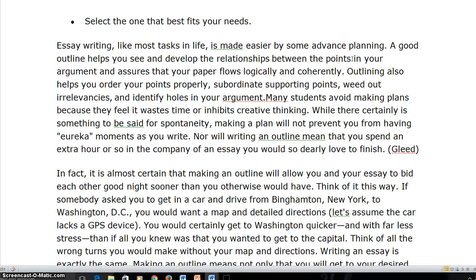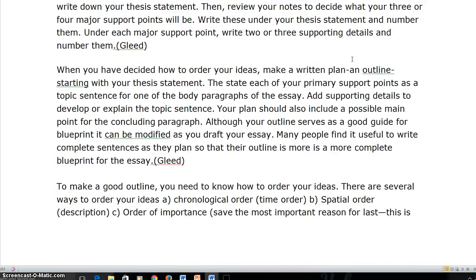Many students avoid making plans because they feel it wastes time or inhibits creative thinking. While there certainly is something to be said for spontaneity, making a plan will not prevent you from having eureka moments as you write, nor will writing an outline mean that you spend an extra hour or so in the company of an essay you would so dearly love to finish.